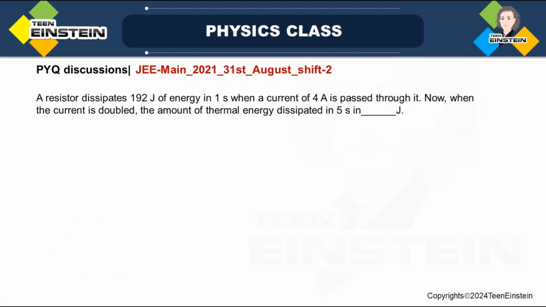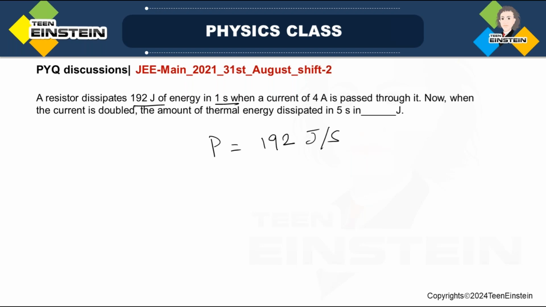Now I have another question. This is from the electric current or electricity part. A resistor dissipates 192 joule of energy in 1 second. That means power is given, joule per second.